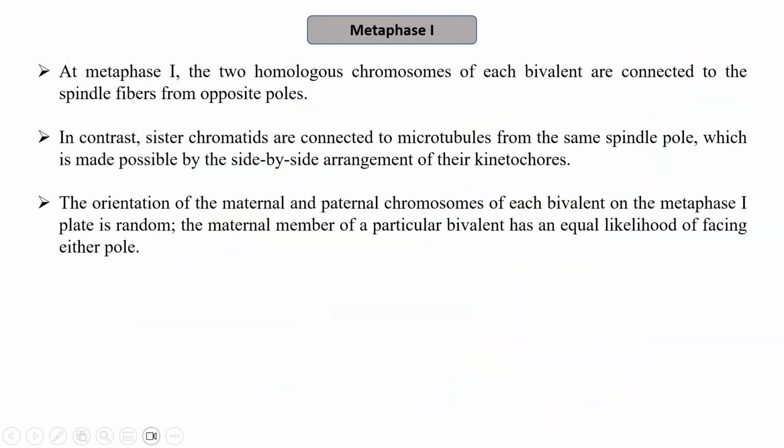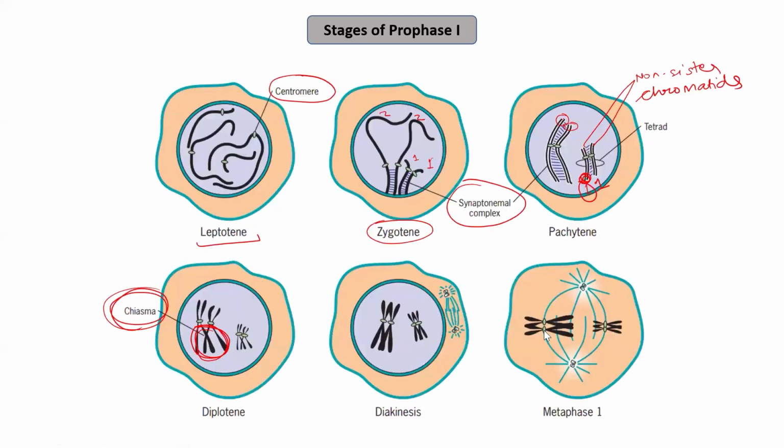So we know that in the metaphase, the two homologous chromosomes of each bivalent are connected to the spindle fibers from the opposite poles. So these are the two homologous chromosomes. So this is, for example, homologous chromosome 1 with 2. This is also a homologous chromosome, which is 1. This is 2. This is also 2. So these get attached to the opposite spindle poles. So let's say this is pole 1.